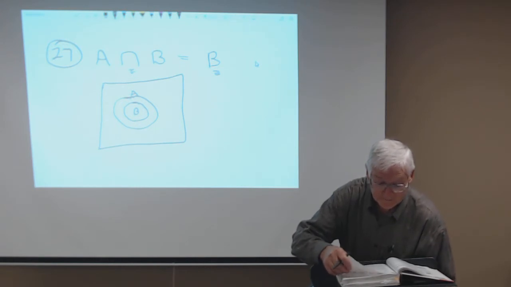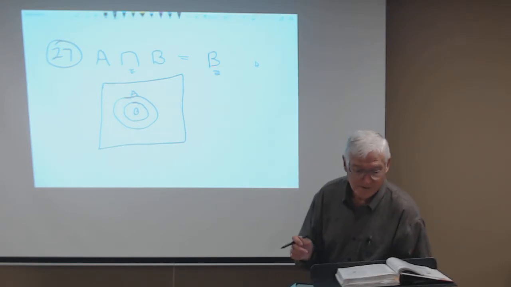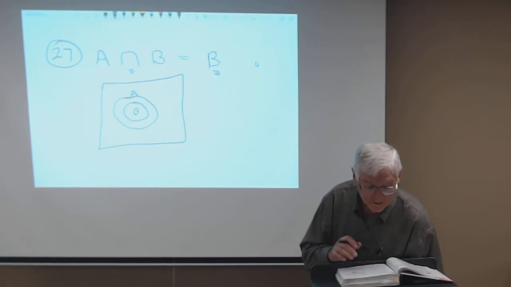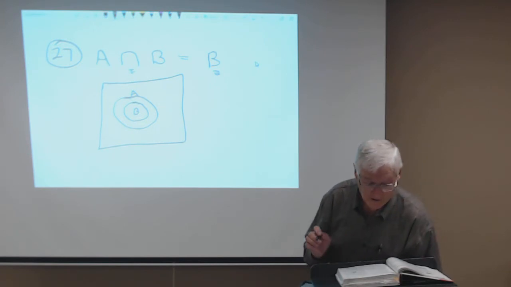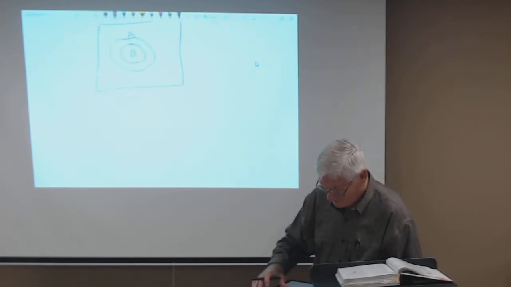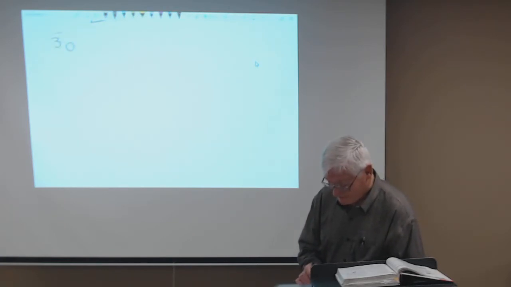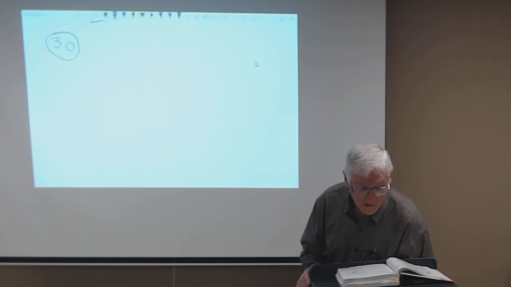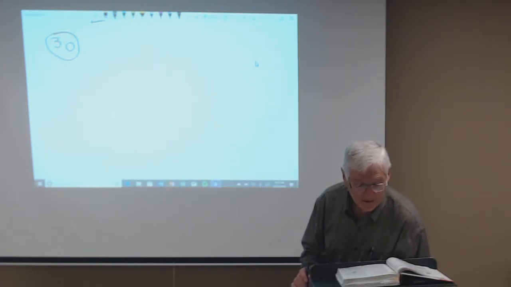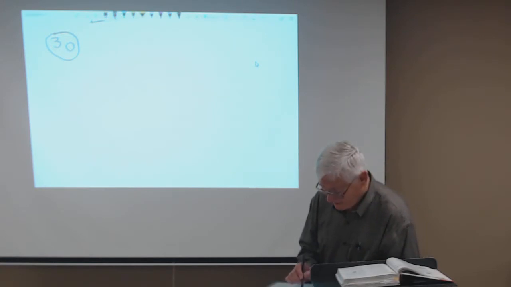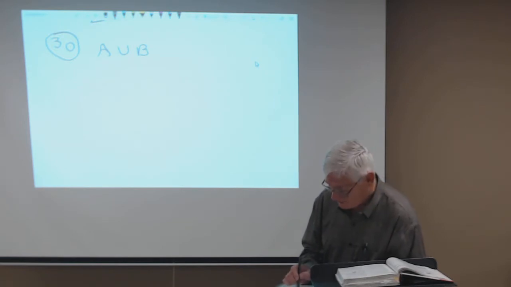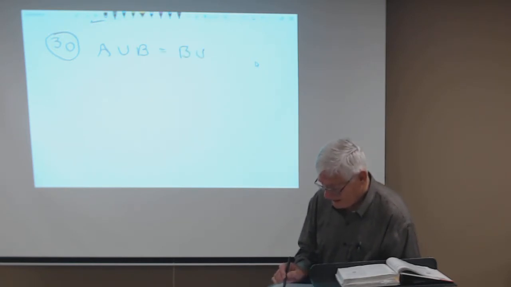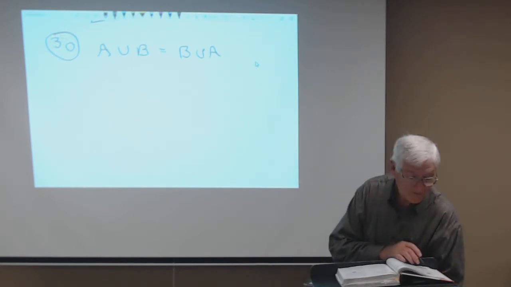Good question. In problems 30 to 34, use the numbered regions in the diagram for 9 through 17. So we're back to that picture on page 80. Number 30. Use the diagram to verify each equality. 30 says A union B equals B union A. Okay, look at the picture on page 80.